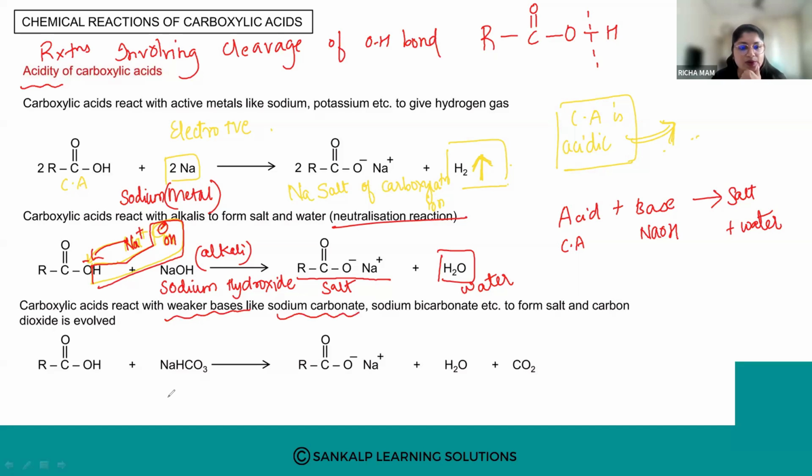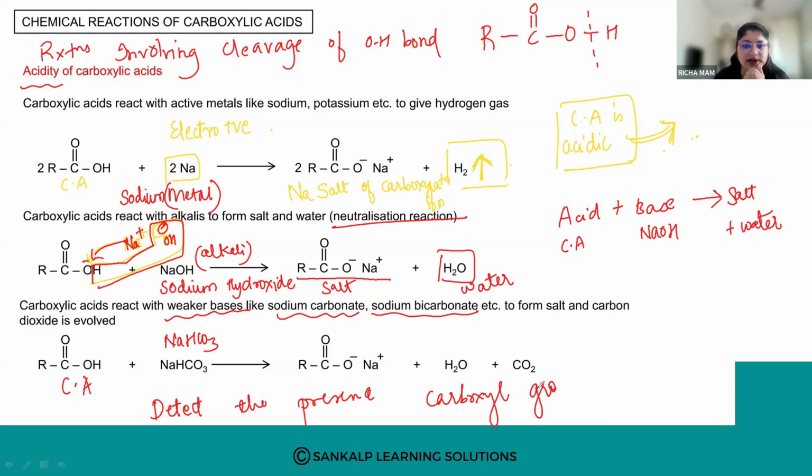Okay, sodium carbonate is what? So this is sodium bicarbonate. We have taken sodium bicarbonate, NaHCO3. So NaHCO3 is sodium bicarbonate. Again, carboxylic acid, we are going to react it with sodium bicarbonate. So this test is used for detecting the carboxyl group in organic compounds.